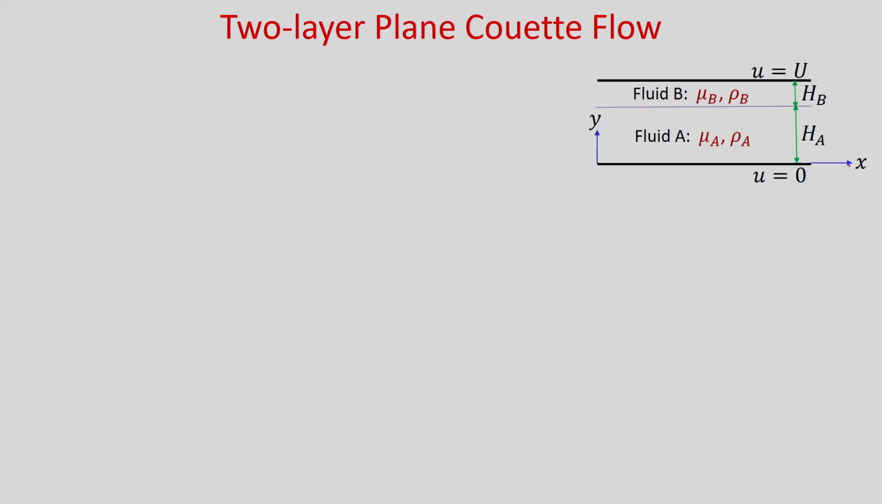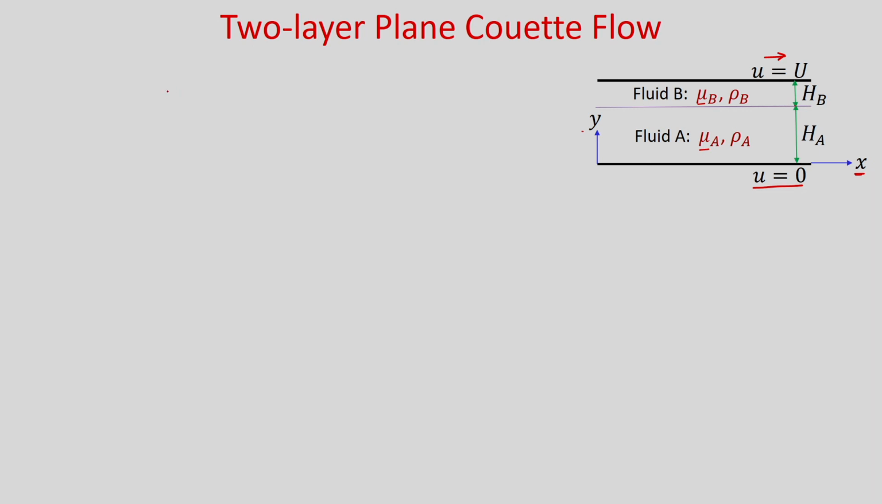So, if you consider here x is the axial direction, y is measured from the bottom plate which is stationary, upper plate is moving with a constant velocity u in the positive x direction, and this is the fluid A where viscosity is mu A, this is fluid B where viscosity is mu B, and these fluids are immiscible. So, the interface is located at a distance h A from the bottom plate and at a distance h B from the top plate. Now, we are considering steady incompressible fluid flow.